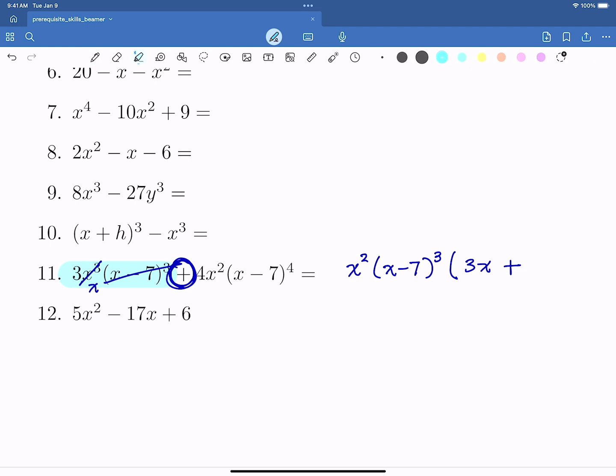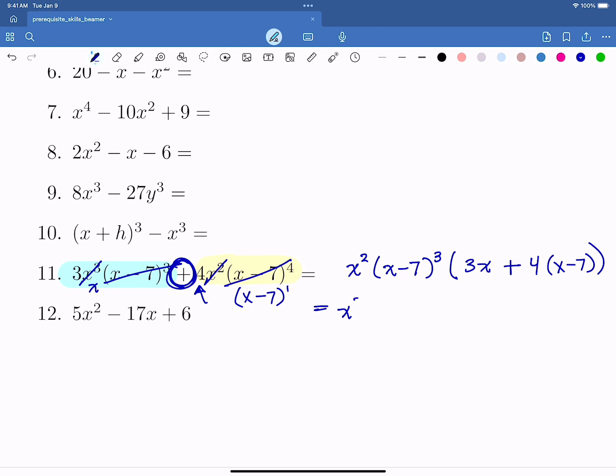Now we're going to factor out from this term. I'm factoring out, which means dividing. I'm factoring out x squared, so that's gone. I'm factoring out (x minus 7) cubed. When I factor out (x minus 7) cubed, what's left is (x minus 7) to the power 1. So this term has a 4, and then this x minus 7: 4(x minus 7), like so.